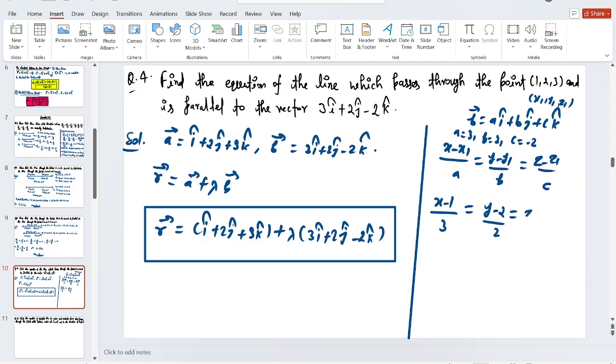And z minus z1 is equal to what? 3. So z minus 3 by c, and c equal to what? Minus 2. So this is the Cartesian form of the equation of the given straight line. I hope it is clear to you. In the previous lecture we also solved the question of conversion of vector form to Cartesian form and Cartesian form to vector form. This is important for you. Okay, so come to the next.